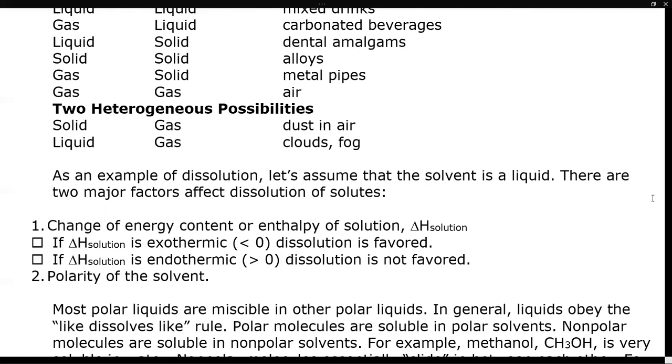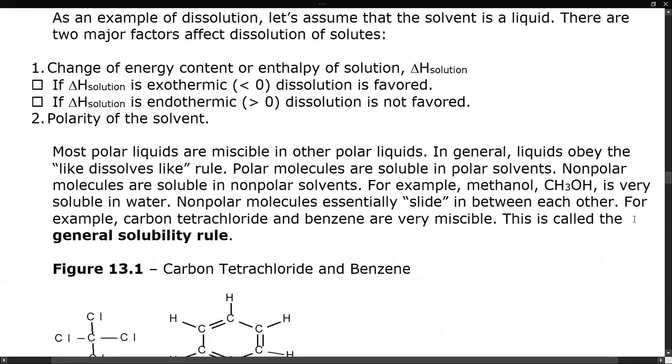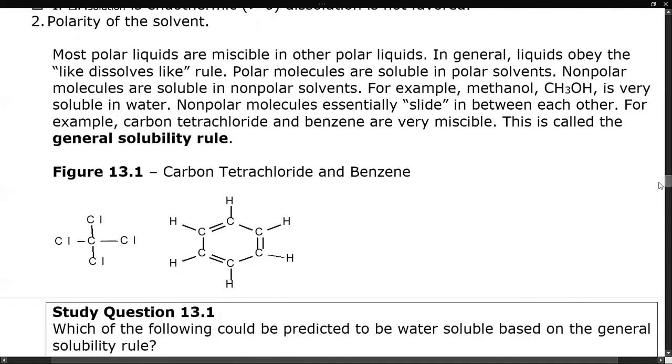Now, another factor is the polarity of the solvent. Polar substances like to dissolve other polar substances. Nonpolar substances like to dissolve nonpolar substances. We call that the like dissolves like rule. For example, methanol has a polar group in that OH group, CH3OH, and it's very soluble in water because that OH group likes to hang out with water. Nonpolar groups tend to slide past one another. For example, carbon tetrachloride and benzene are miscible because they're both nonpolar substances.